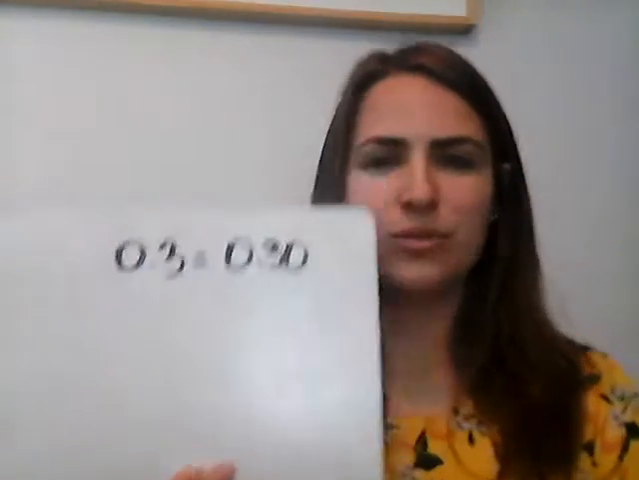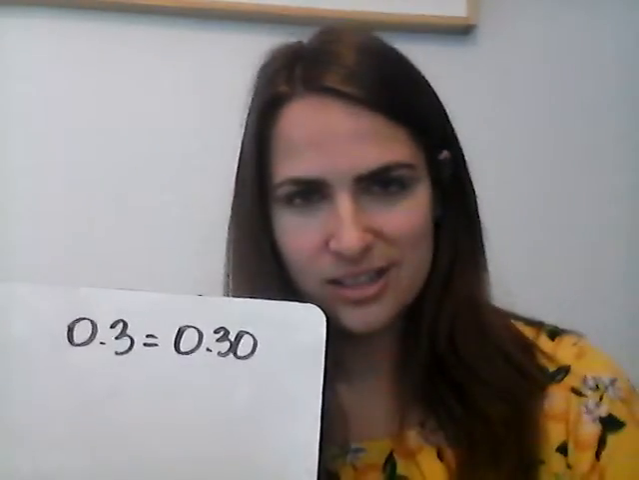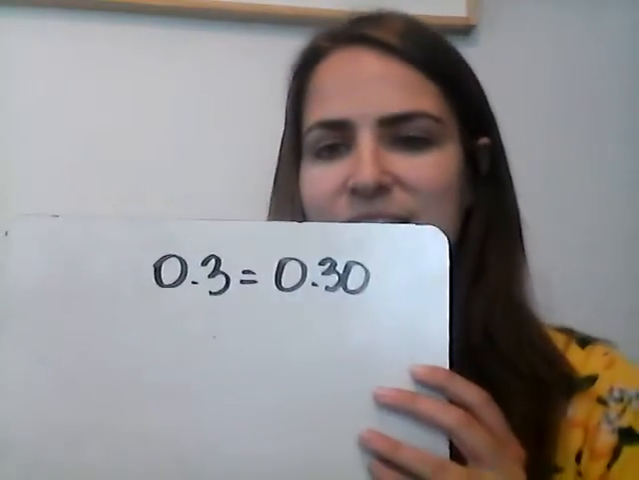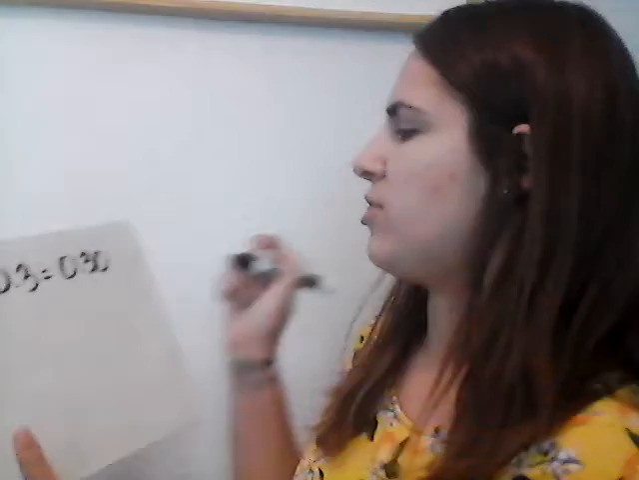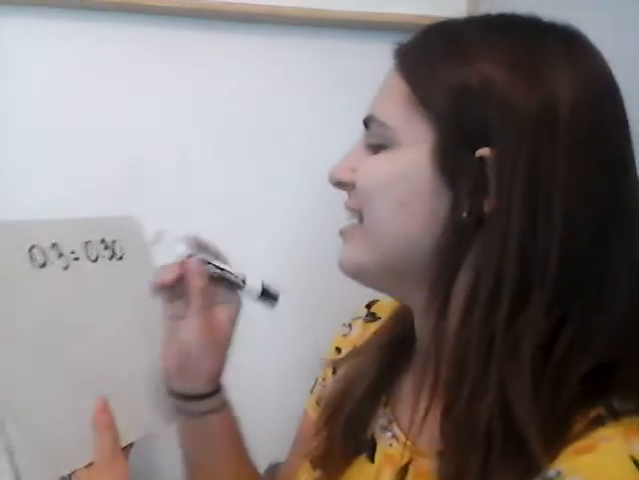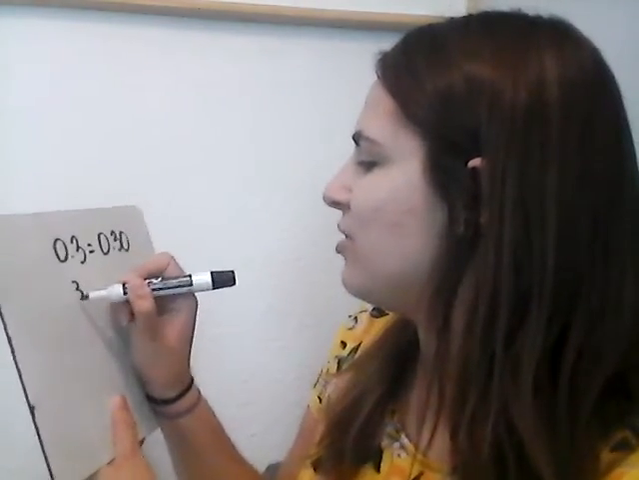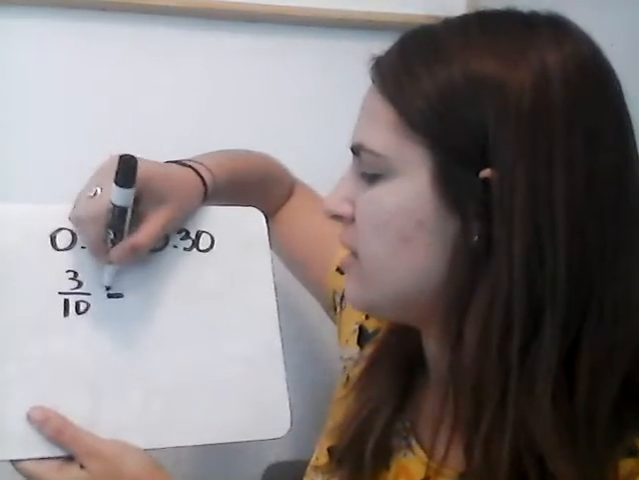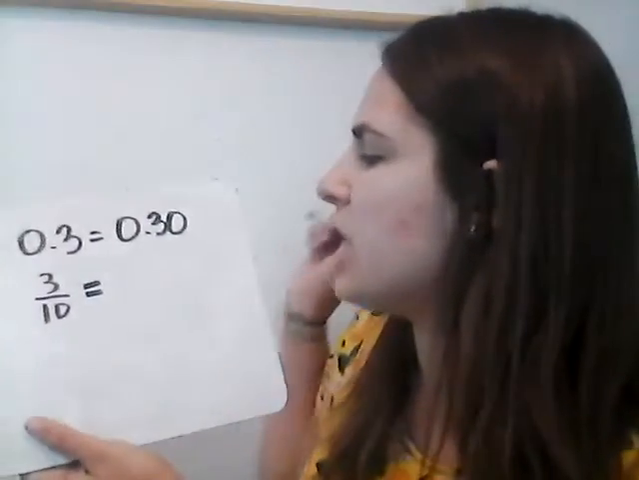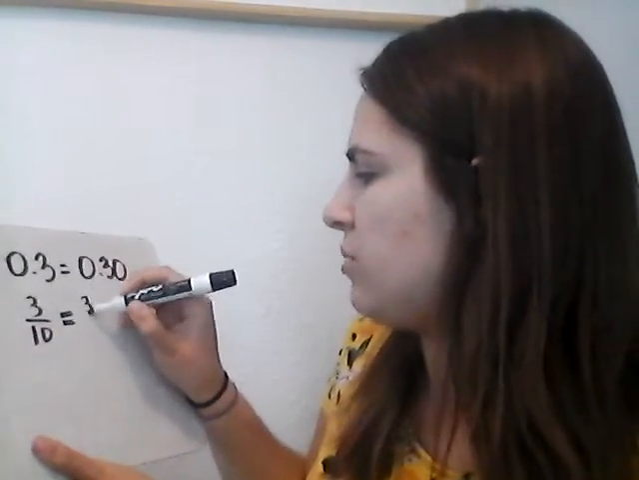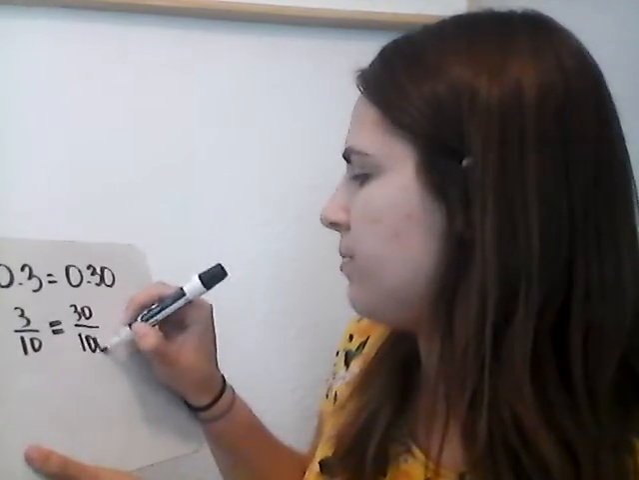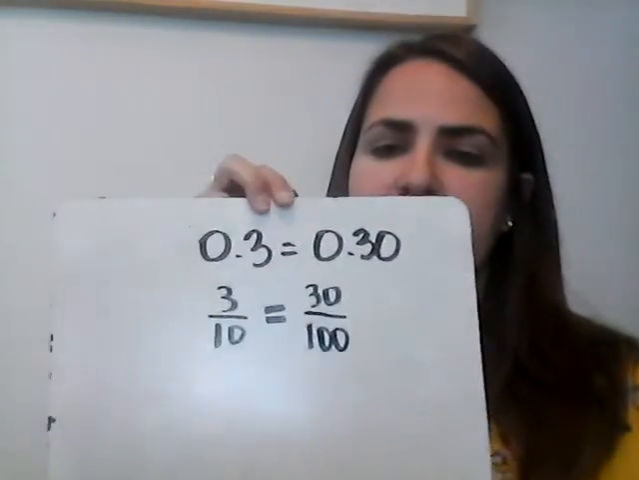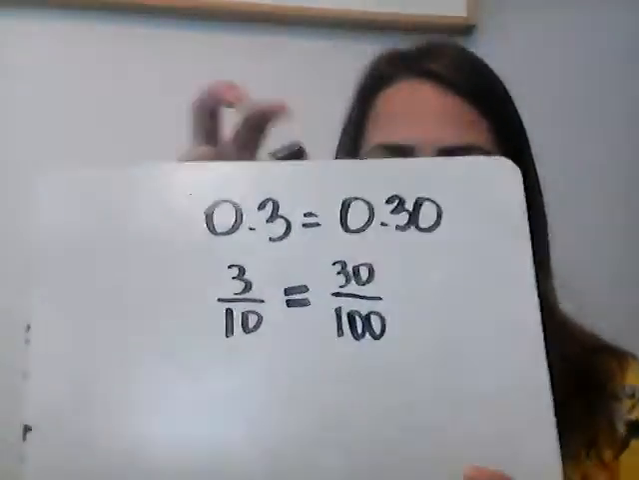Well, it might help to rewrite them as fractions to help us in exploring this. So how would we write 3/10 as a fraction, my friends? It's not a trick question. 3/10. We would write it with 3 in our numerator and 10 in our denominator. 3/10 is equal to 30 hundredths. So 30 in our numerator, 100 in our denominator.